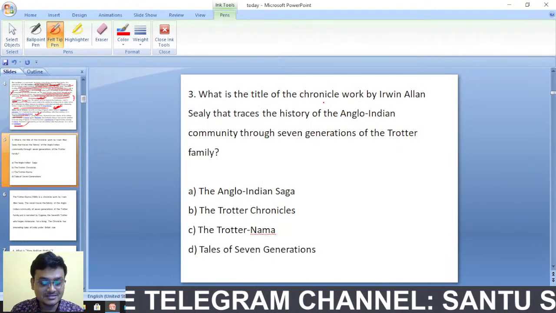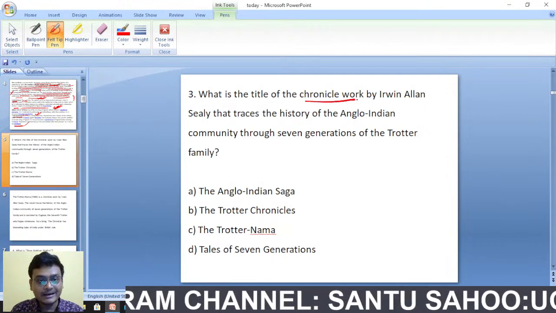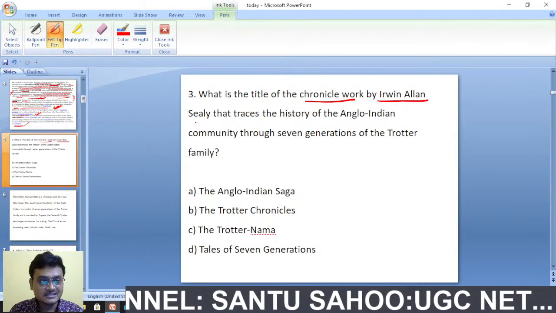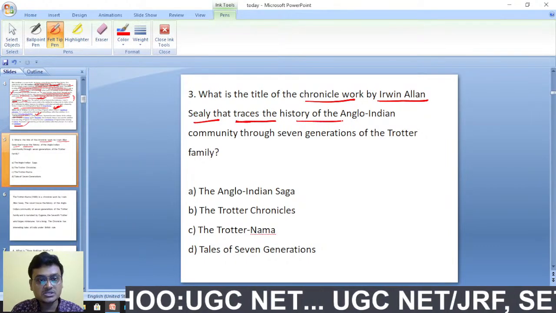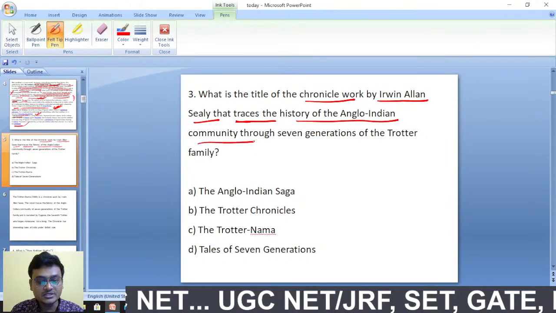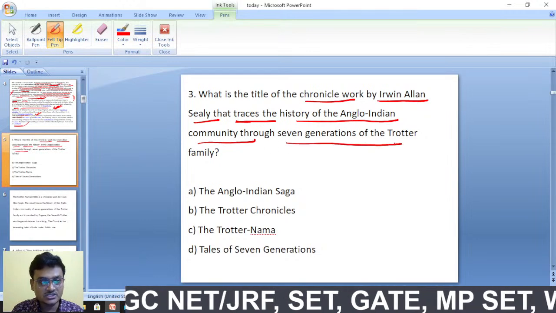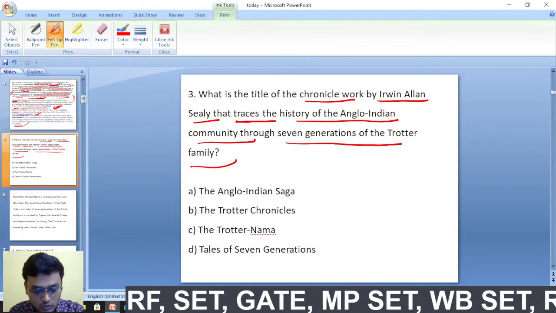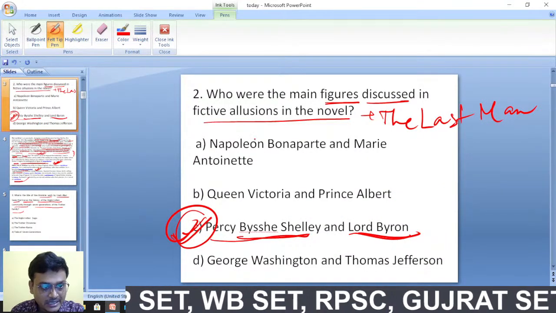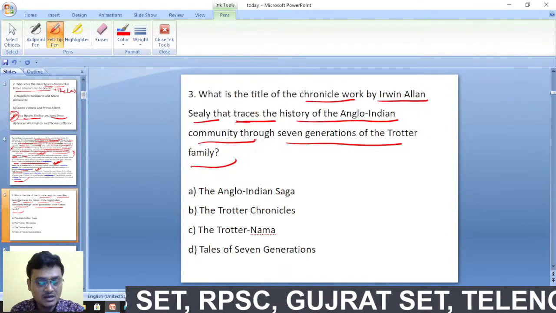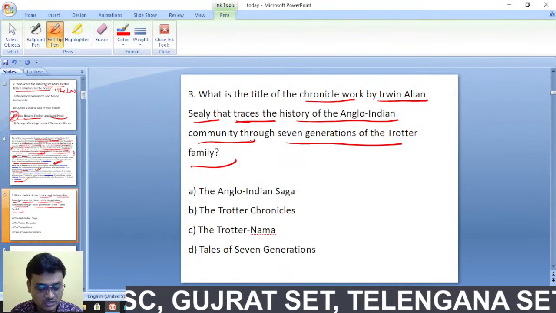Next question. What is the title of the chronicle work by Allen Shelley, who traces the history of the Anglo-Indian community through 7 generations of the Trotter family? So you all answered C. Yeah, exactly. Everyone is actually right. Actually, P.B. Shelley and Lord Byron was the answer. Excellent, everyone.